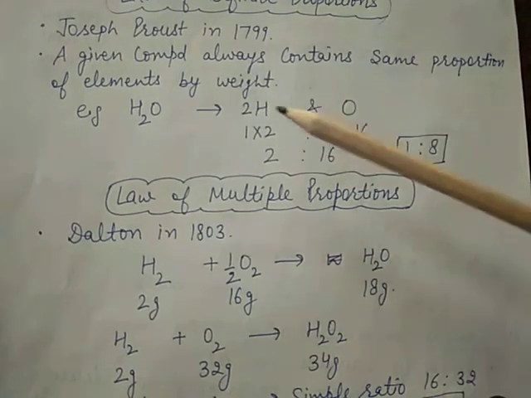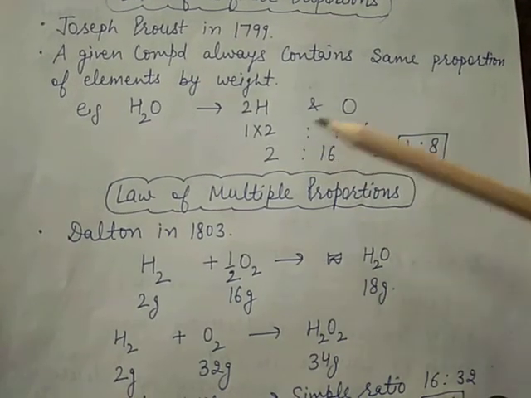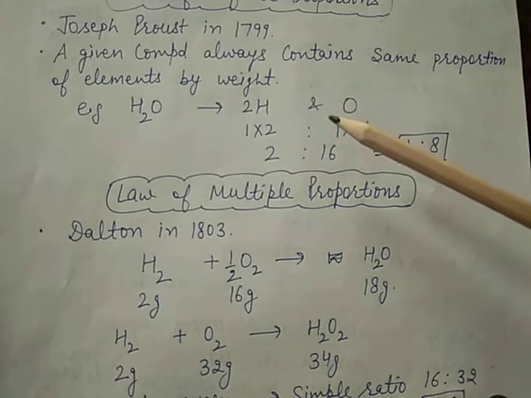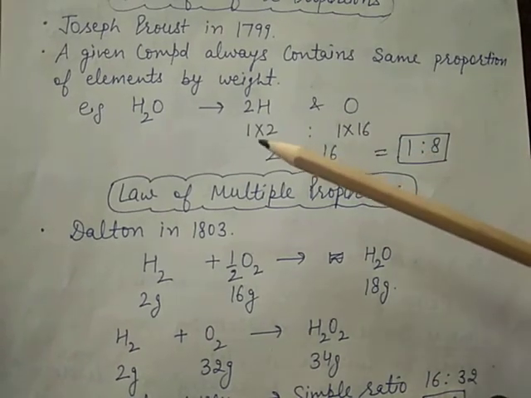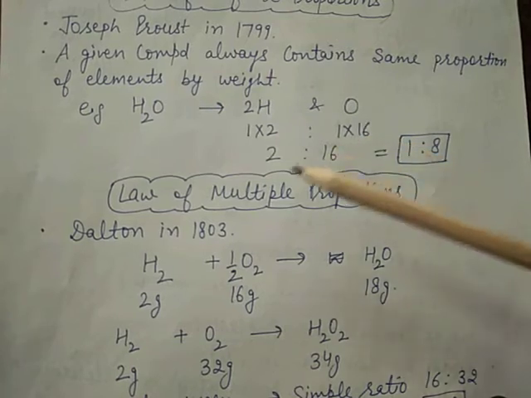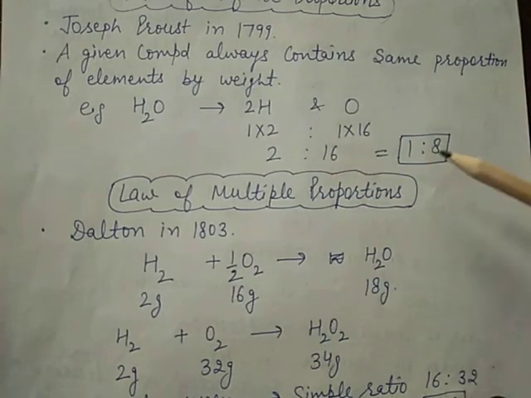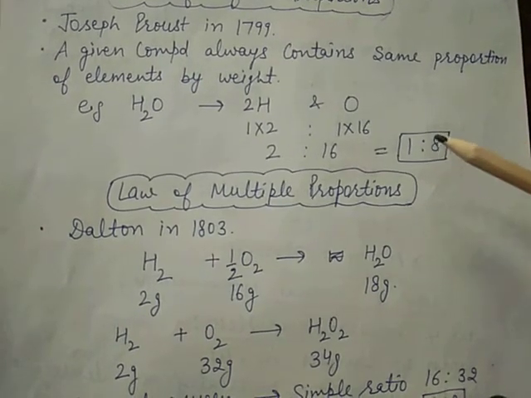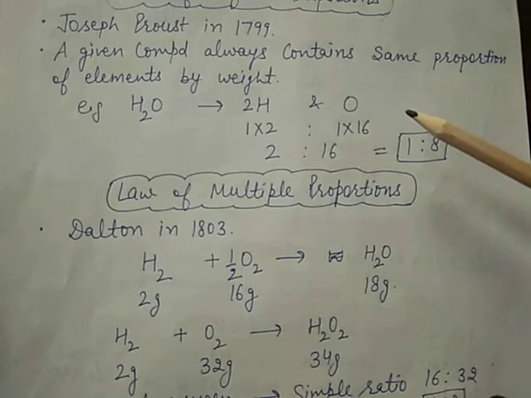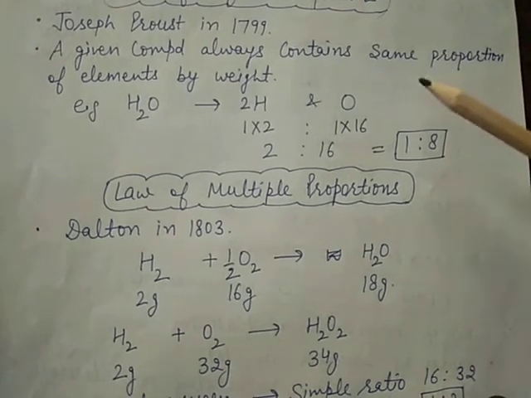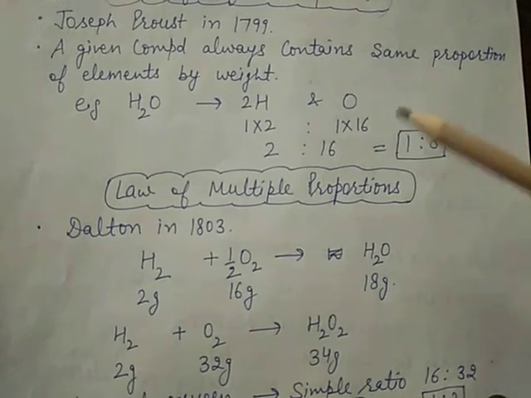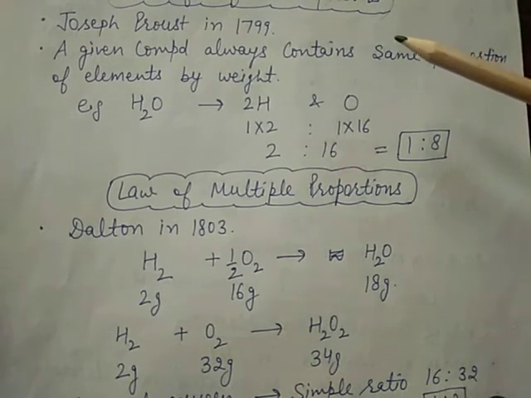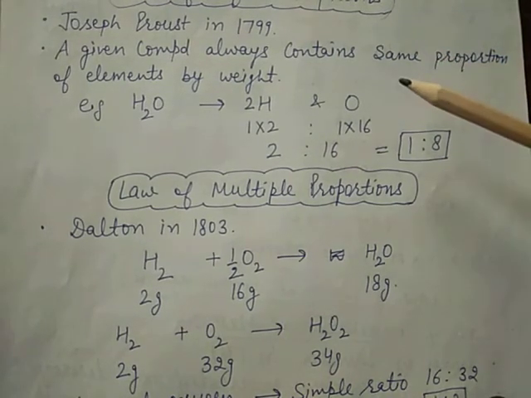So hydrogen and oxygen elements combine together in the same fixed ratio, like this: 2H to oxygen, 1 into 2 ratio 1 into 16, that is 2 ratio 16, which equals 1 ratio 8. This ratio is fixed for water. Whether the water is obtained from any source or any country, its ratio is fixed. So this law is also called the law of definite composition.